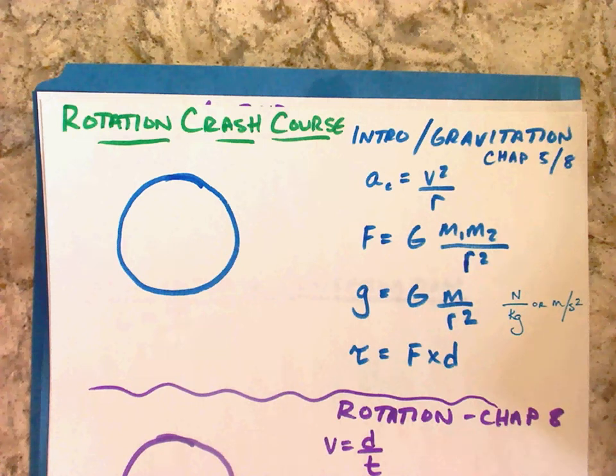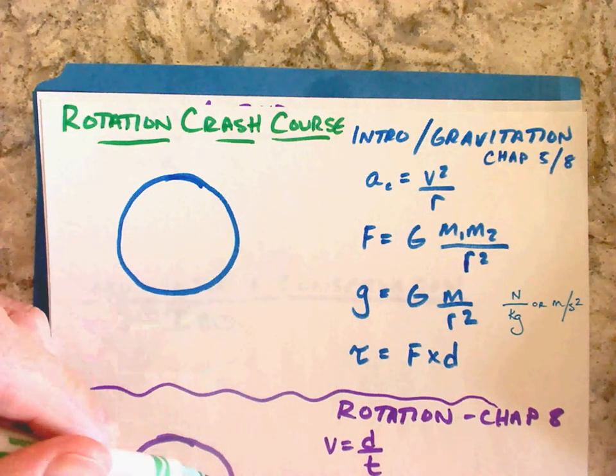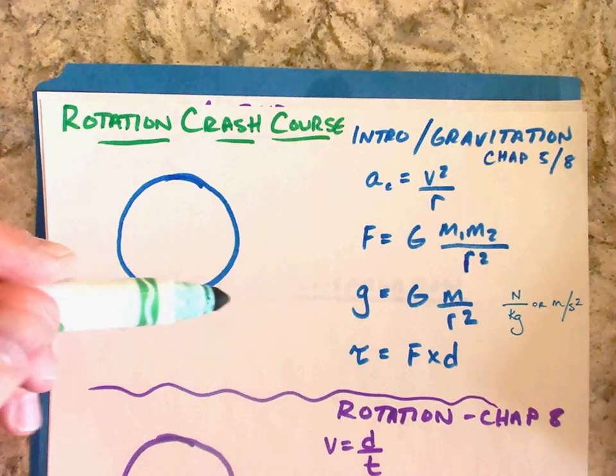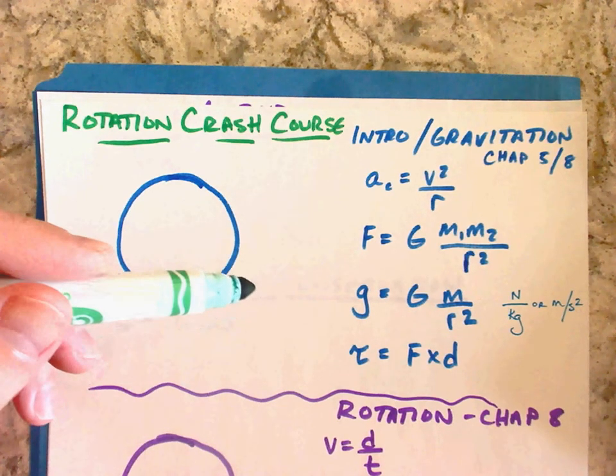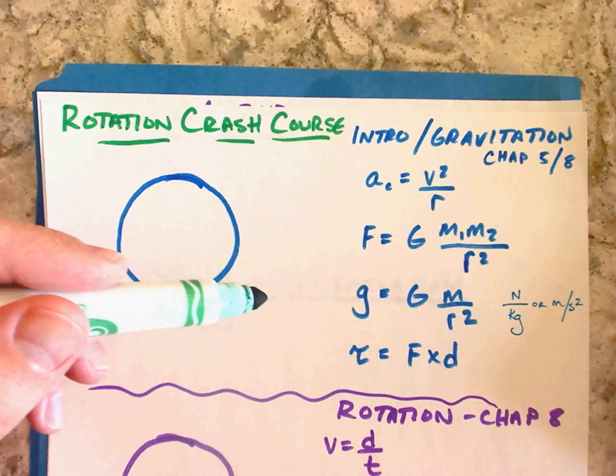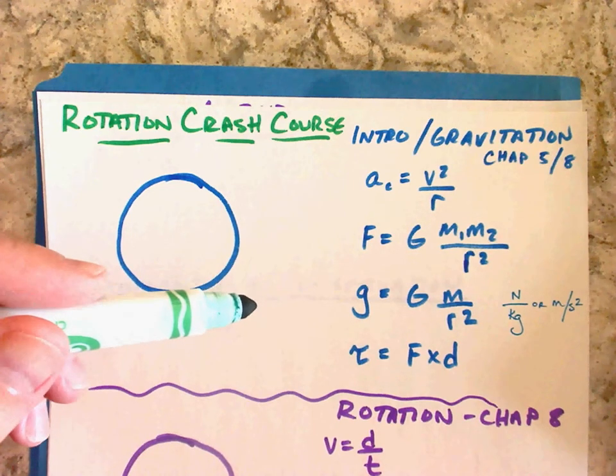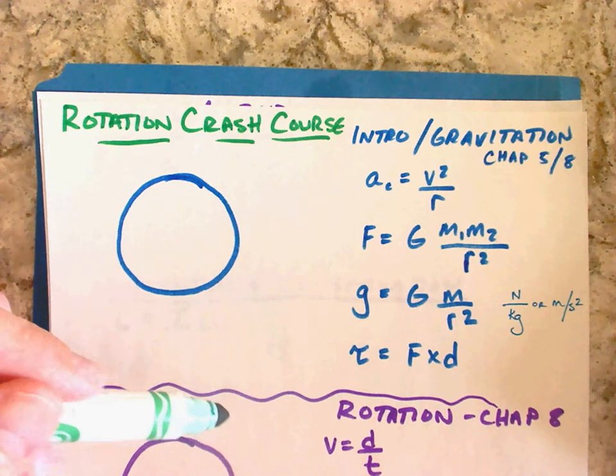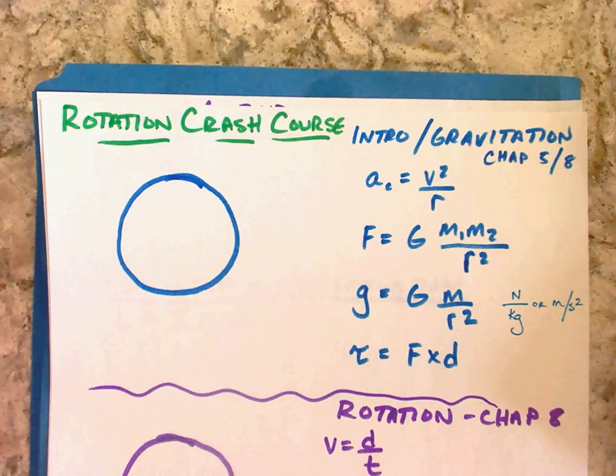Hey everybody, back for one more crash course review. This time dealing with the last topic that we need to go back and look at, which is rotation. If you remember, we kind of separated this into two different units or two different chapters. The first one was a combination of chapter 5 and 8. It was kind of the intro, the lighter, the easier part. And then there was chapter 8, which was kind of the juggernaut, the big one that dealt with all the rotational stuff. So this video will review some of the main concepts in both of those chapters.